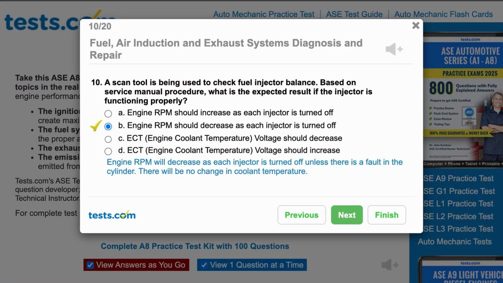B. Engine RPM should decrease as each injector is turned off. Engine RPM will decrease as each injector is turned off unless there is a fault in the cylinder. There will be no change in coolant temperature.